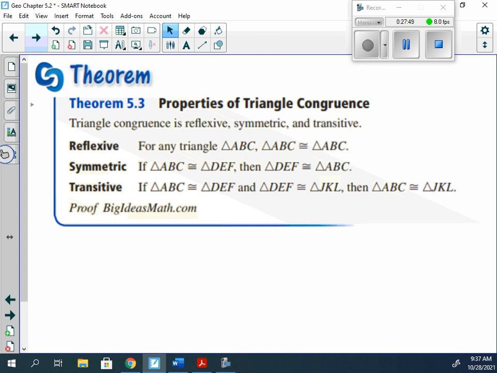We know that these three properties hold true for equality. Well, if we can prove it for equality, can we also prove it for triangle congruency? Yes. And once we've proved it, then we can move on from there and use it.